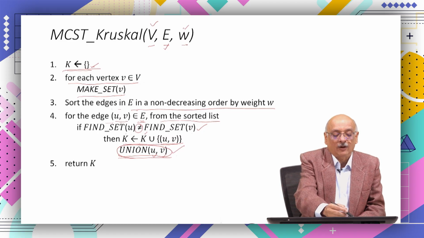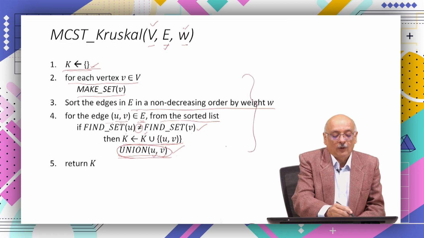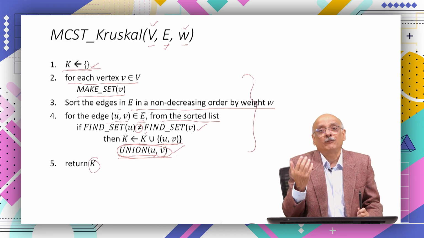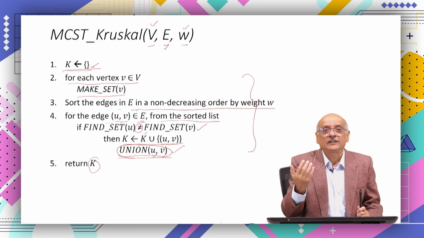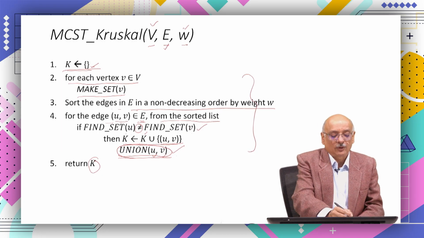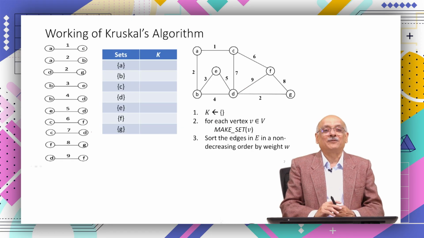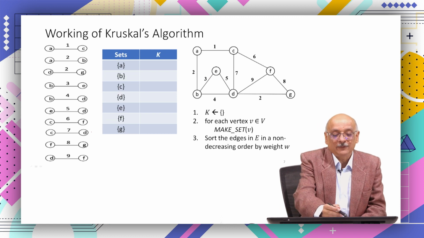And finally, when all this process is over, what we get in K is the set of all edges which forms the minimum cost spanning tree. That is what will be returned in this algorithm. So let us do an example of this situation.